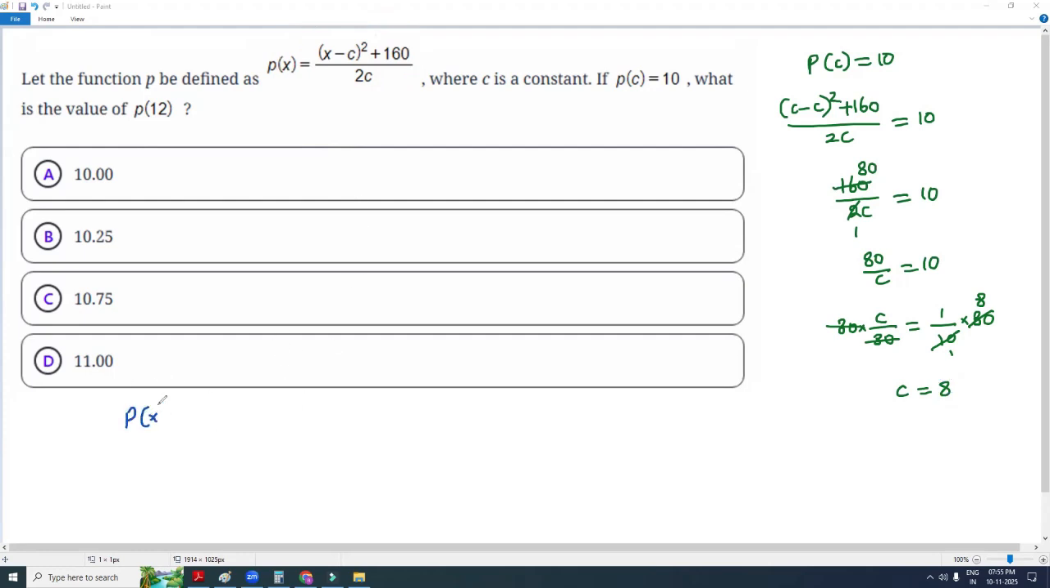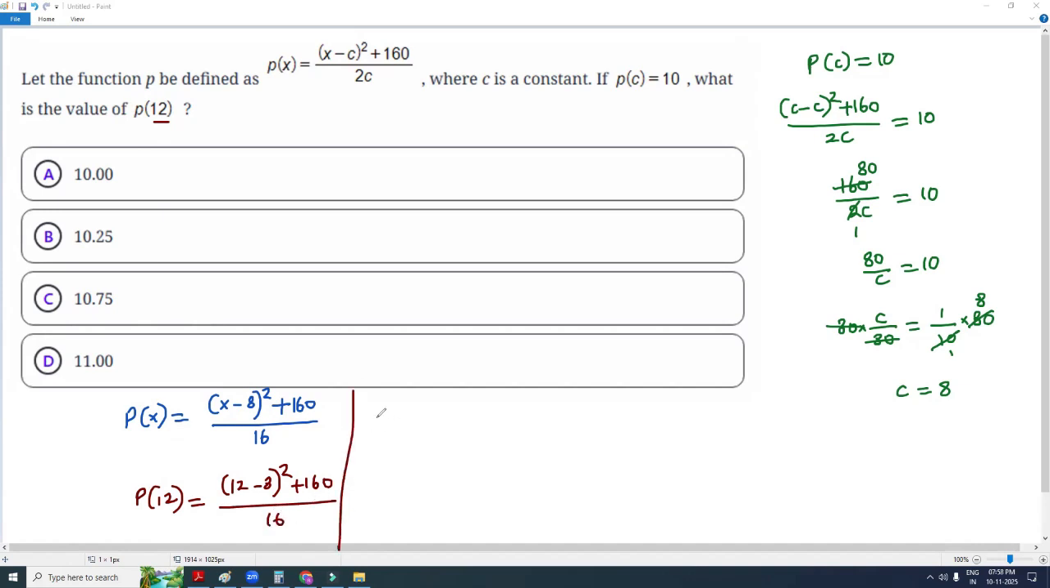Then p of x equals (x minus 8) the whole squared plus 160, divided by, when I plug in 8 for c here, we get 2 times 8, that is 16. Now the function p of x is complete. To get the value of p of 12, we plug in 12 for x here and also here. Then we have p of 12 equals (12 minus 8) the whole squared plus 160 divided by 16. Okay, let me continue over here.